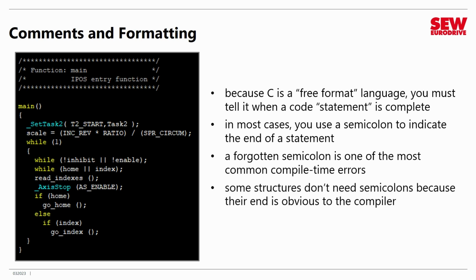Unfortunately, some structures do not need semicolons because the end is obvious to the compiler. So you don't use them 100% of the time, which makes life a little harder when you're learning. Notice, for example, this while loop does not have any semicolons associated with it. The individual lines of code in the curly braces do, but nothing after the curly brace, nothing after the while. The reason is this structure is obvious where it begins and ends.